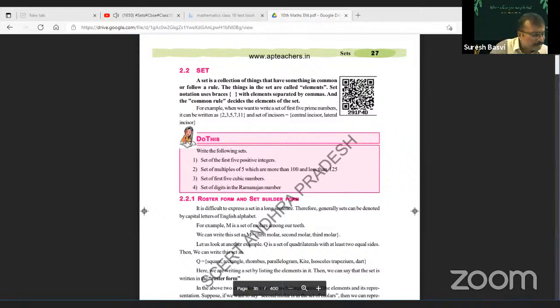Second, set of multiples of 5 which are more than 100 and less than 125. Very good. So 0 is not included. Why? Because 0 is neither a positive nor a negative. 0 is not a positive. That's why we cannot include 0.